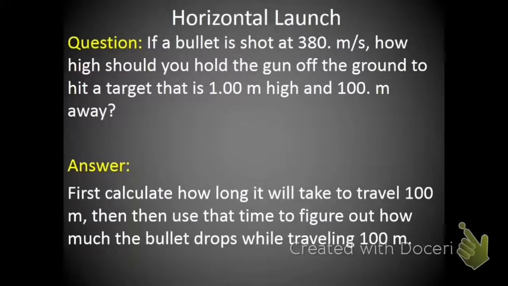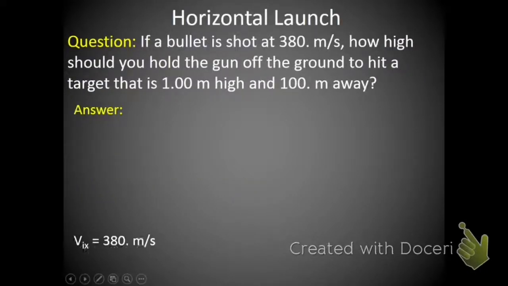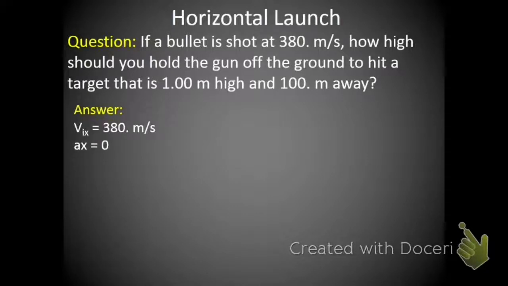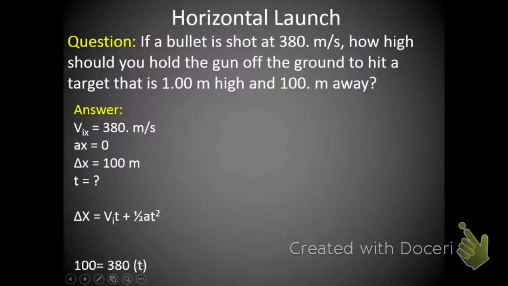So the first thing we're going to do in this problem is to calculate how long it will take to travel 100 meters. Then we'll use that time to figure out how much the bullet will drop while it travels that 100 meters. To do this, we know that the initial velocity in the x direction is 380 meters per second, and we know it's not accelerating in the x direction, and it's going to travel 100 meters in the x direction. Again, as you do these problems, it's really important to identify what things are happening in the x direction, left and right, and which ones are relevant to the up and down motion. With those three variables, we can solve for the amount of time that it takes the bullet to travel the 100 meters to the target.